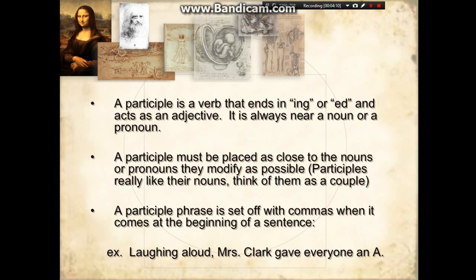And a participle phrase, sometimes you have a participle and a word that goes with it, is set off with commas when it comes at the beginning of a sentence. For example, laughing is your participle. Laughing aloud is your participial phrase. And laughing aloud, comma, Mrs. Clark gave everyone an A. Hopefully because they earned it.